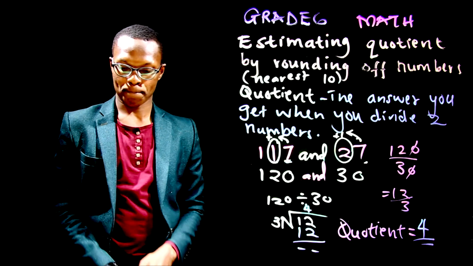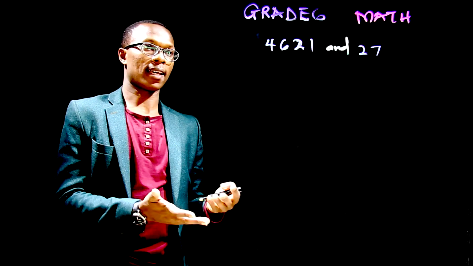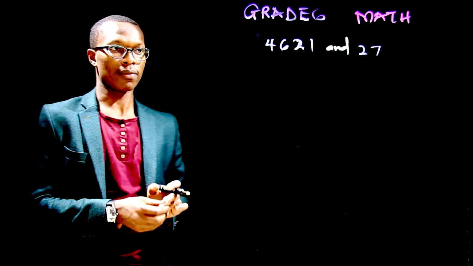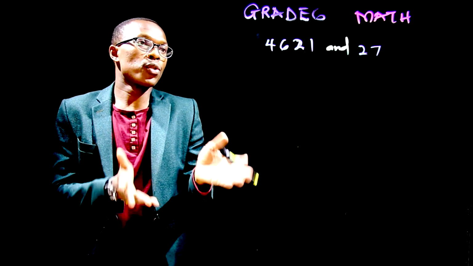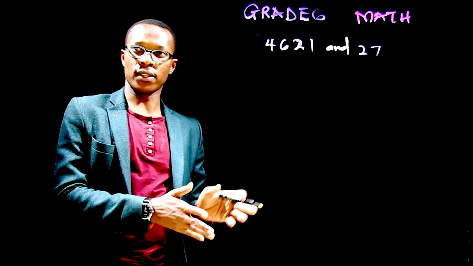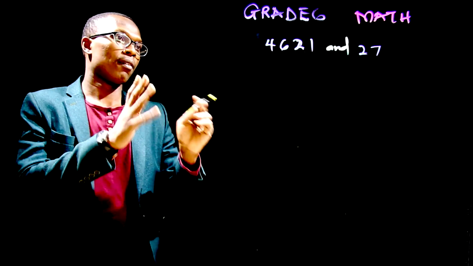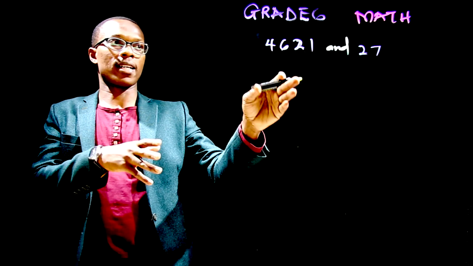Is that okay? Okay, learners, now that you have done the first example, let's look at the second example. I'm sure it's going to be fun, yeah? Now we're going to round off to the nearest tens. First, we have to round off. After rounding off, you divide. That is what it means. So first we have to round off. We are rounding off to the nearest tens.